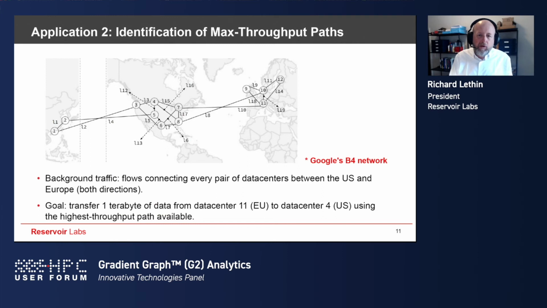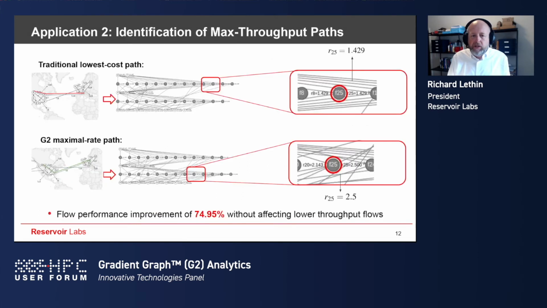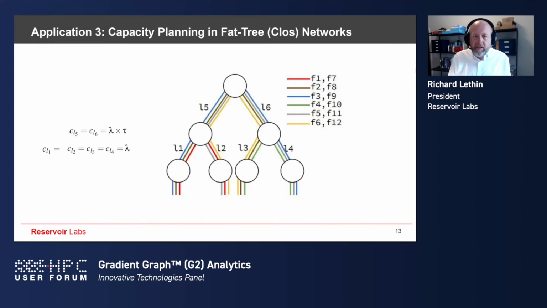dynamic routing. We can figure out for flows where they should be routed. And doing that, you can see here, we can get a 74 or 75% increase in the flow rate by using this theory. Many data centers are constructed with a fat tree topology. There are ways to use the theory of bottleneck structures to do capacity planning.